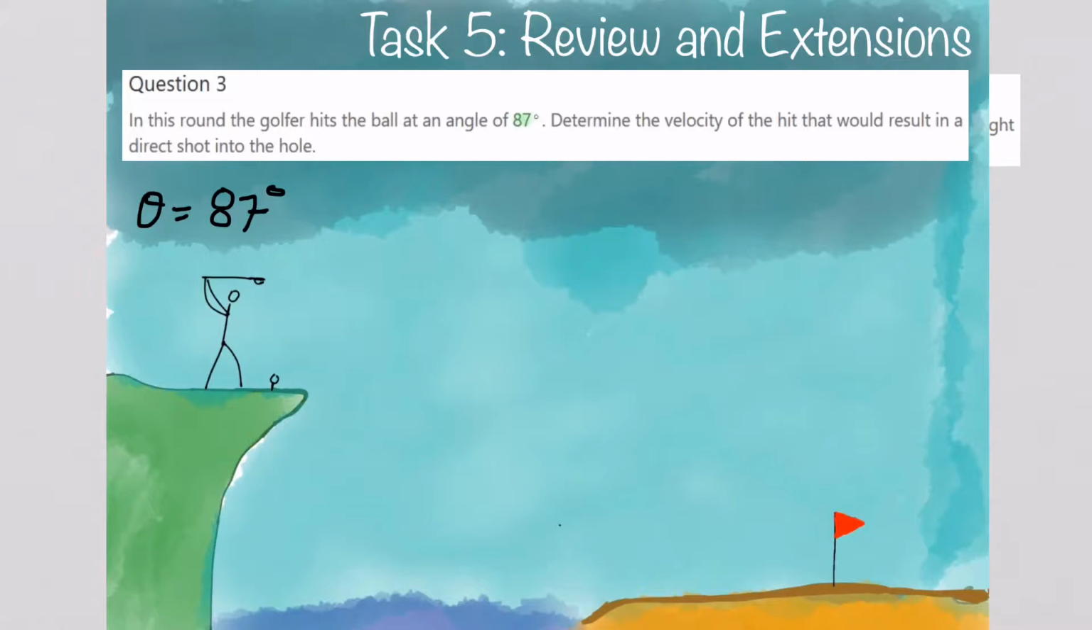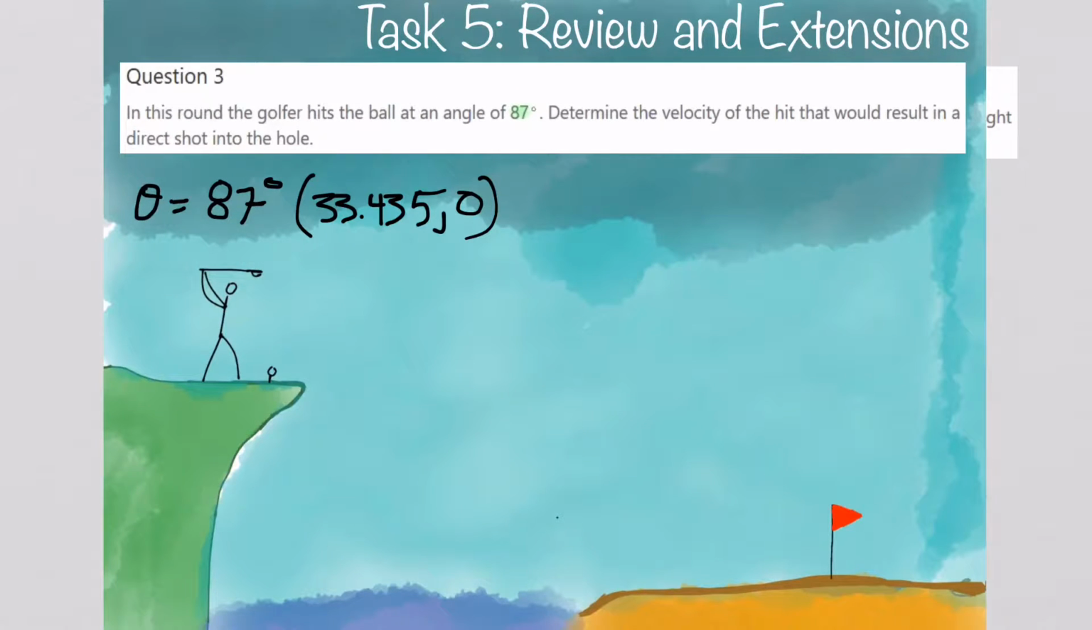But we do know some other information that is not currently listed. We know that we want to get a direct shot into the hole, which means the coordinates of the hole have to be on the path of our golf ball. So we know that the golf ball, whatever equation we come up with to model it, will have the point (33.435, 0) on the graph. And again, we know that the starting height, h naught, is still equal to 12 feet.